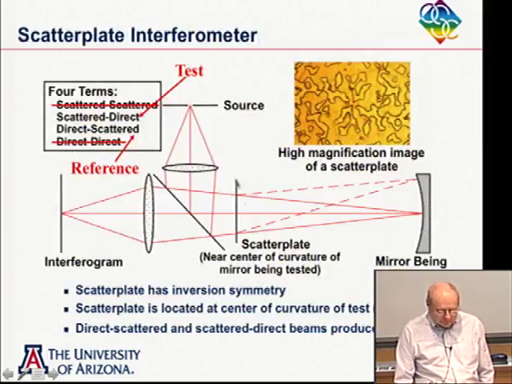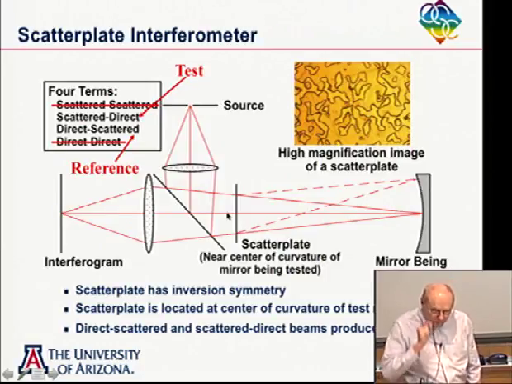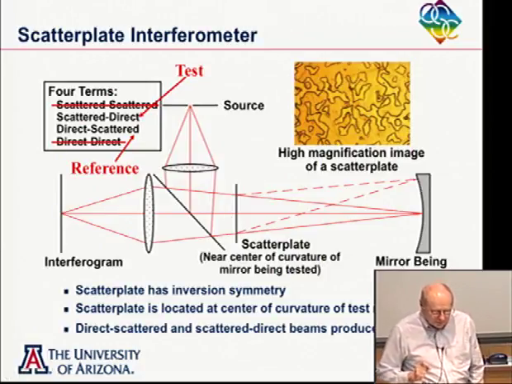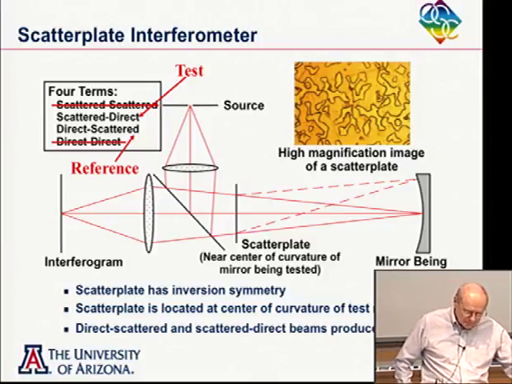So is that pretty clear then? Moving it sideways introduces tilt. Moving it longitudinally introduces defocus. And I showed this just for one single scatter point, but all the other scatter points are going to behave the same way. Okay?